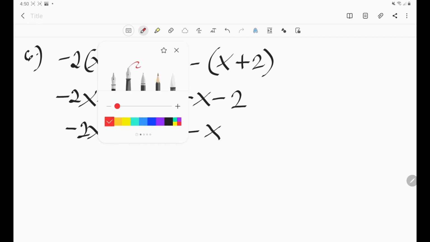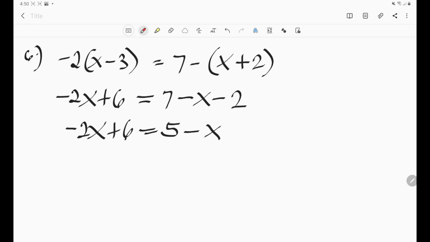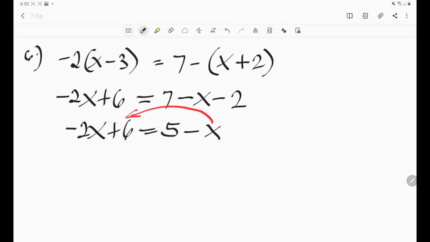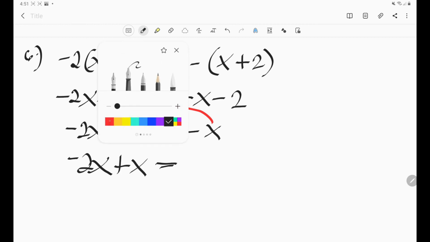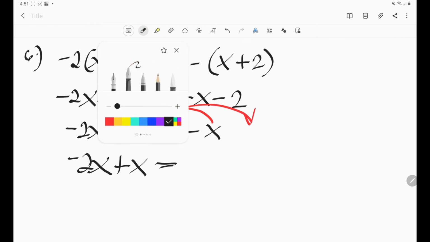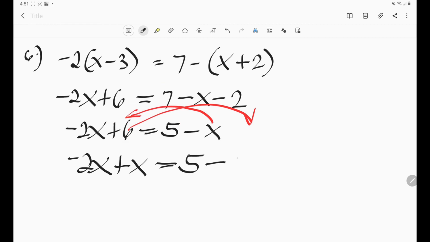Next, the next thing that we have to do is to transpose negative x to the left side. So that's negative 2x plus x is equal to, transpose also 6 to the other side. We have now 5 minus 6. Okay, combine similar terms. Negative 2x plus x is negative x, and then 5 minus 6 is equal to negative 1.